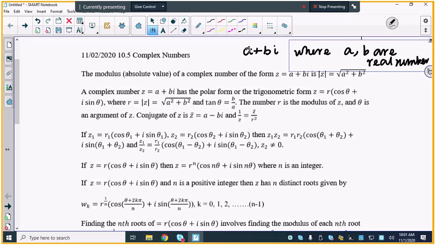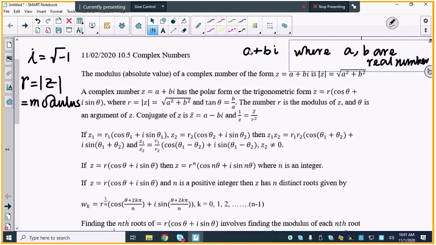So a complex number z equal to a plus bi has the polar form, or the trigonometric form, z equal to r times cosine theta plus i sine theta, where i is the square root of -1. And r is called the radius of the complex number, and that is also called the modulus of a complex number or absolute value of z. So r is the absolute value of z, which is the modulus of the complex number, and it is given by the square root of the square of a plus the square of b.